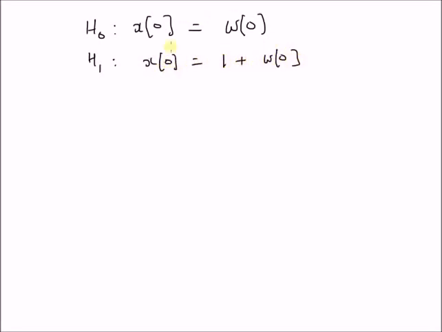Given the null hypothesis H0, the observation model is x of 0 equal to W of 0. And for the alternate hypothesis H1, x of 0 is equal to a constant 1 plus W of 0. Given this detection problem, where W of 0 has a normal distribution with mean 0 and variance equal to sigma square, we want to find the probability of making a wrong decision.